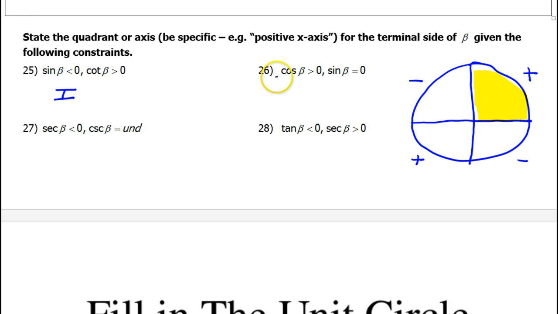Okay, what about number 26? Okay, let's start over here.